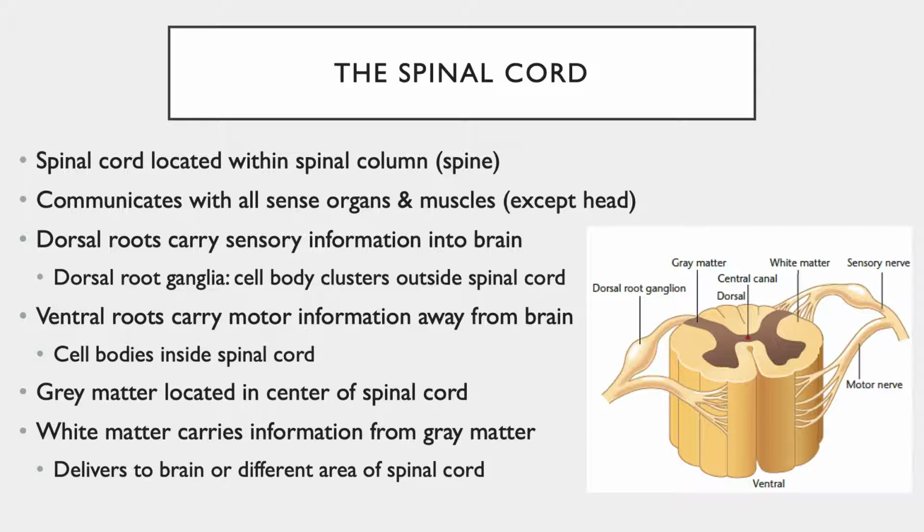Gray matter and white matter were discussed in the last lecture presentation. In terms of the spinal cord, the gray matter, where the cell bodies are located, is in the center of the spinal cord. The white matter that carries information from the cell bodies in the gray matter is located around the outside of the spinal cord. It delivers information to the brain or to different areas of the spinal cord.